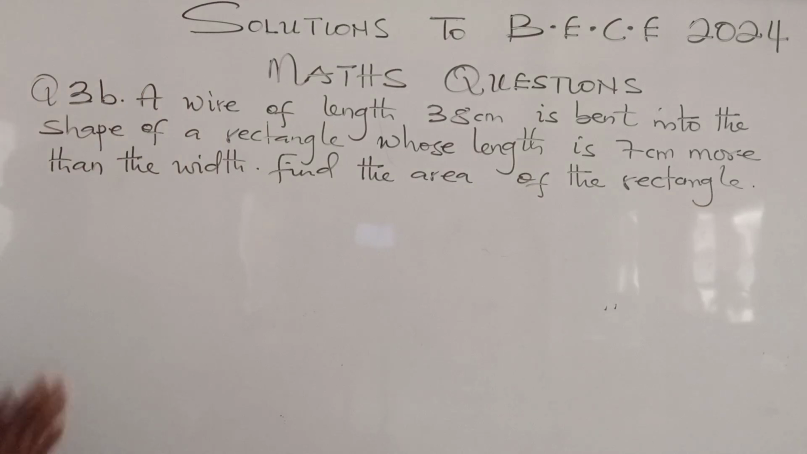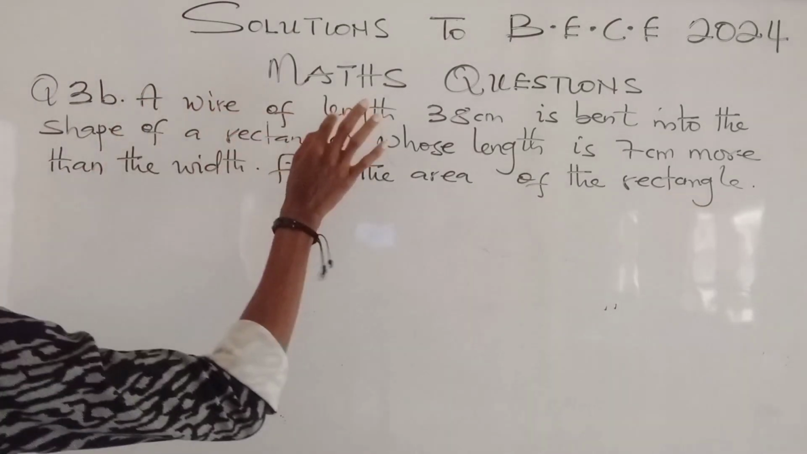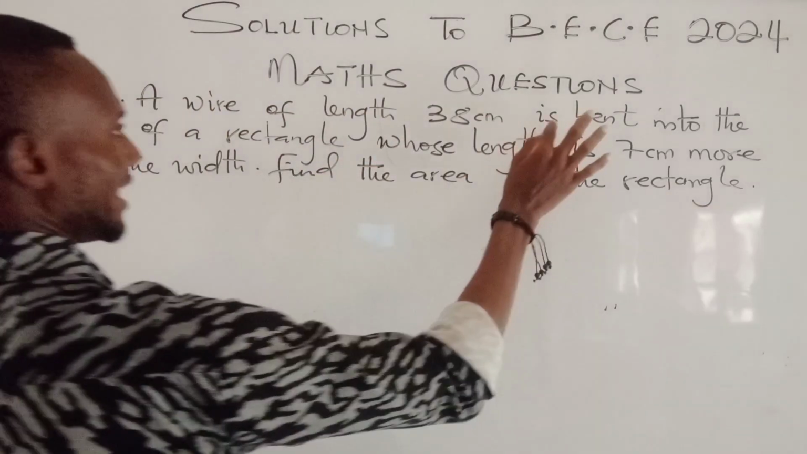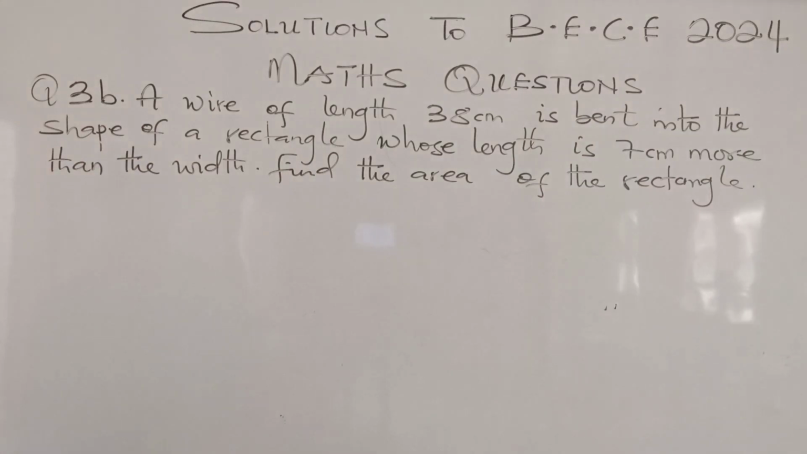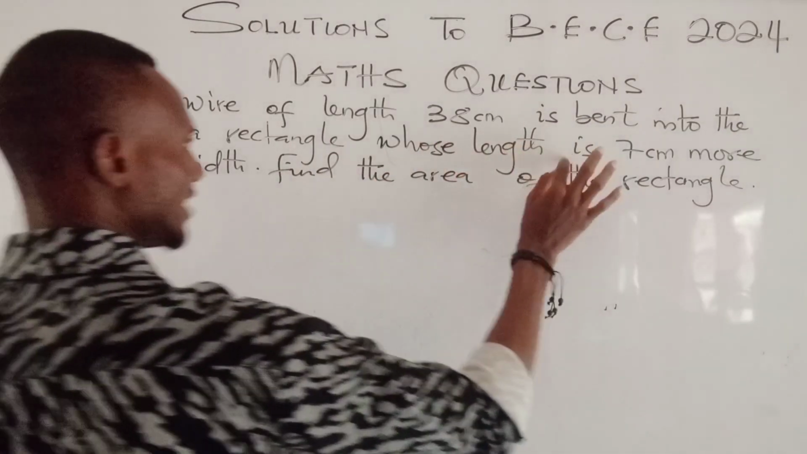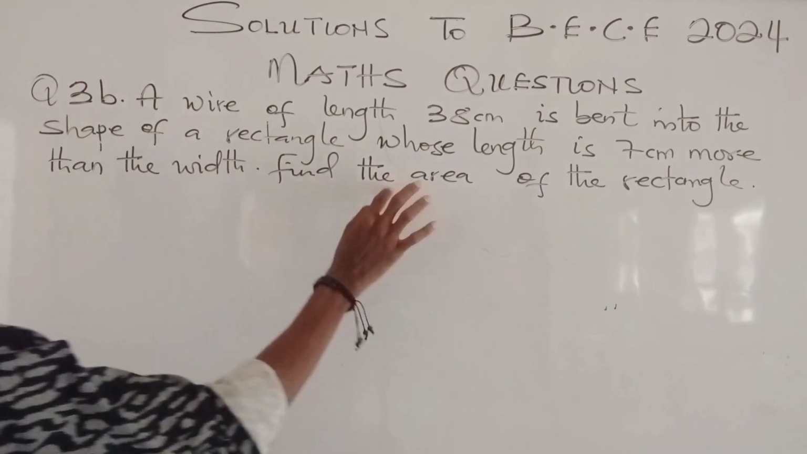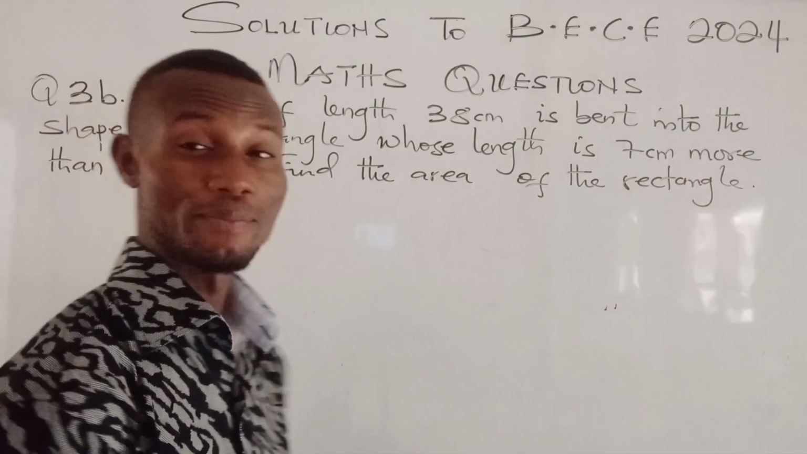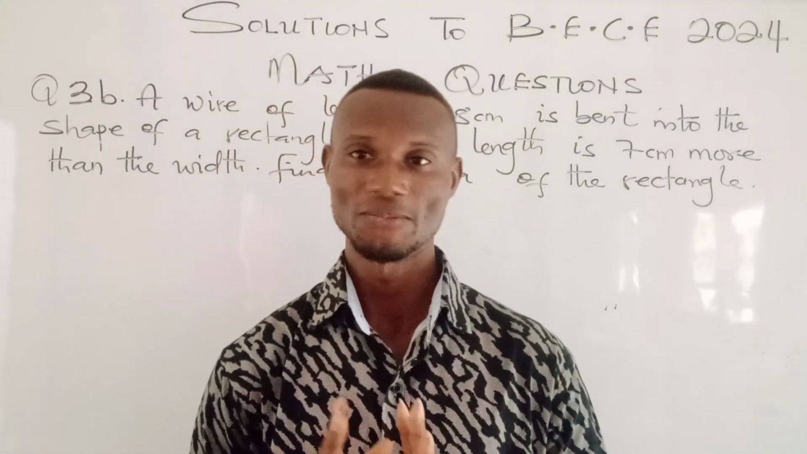Okay, so I'm going to read it one more time. It says that a wire of length 38 centimeters is bent into the shape of a rectangle whose length is 7 centimeters more than the width. Find the area of the rectangle. Okay, so we are being asked to find the area of the rectangle.